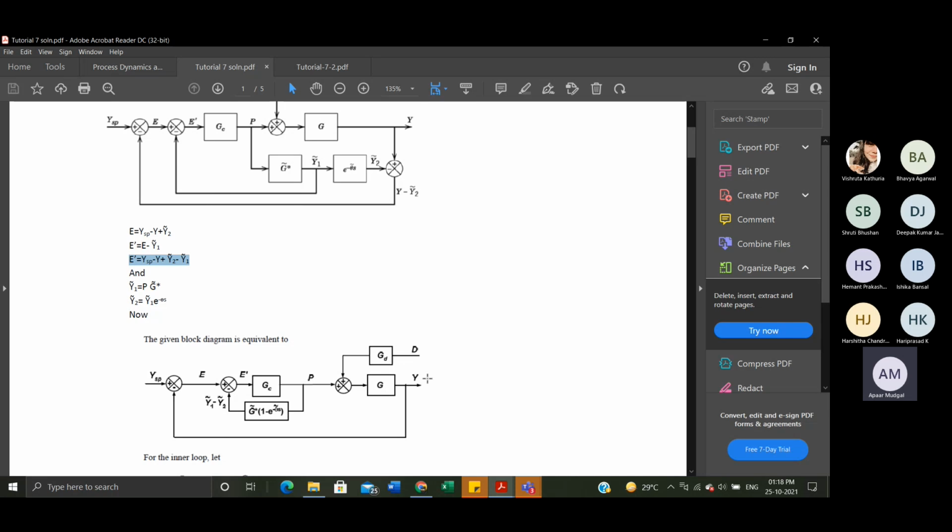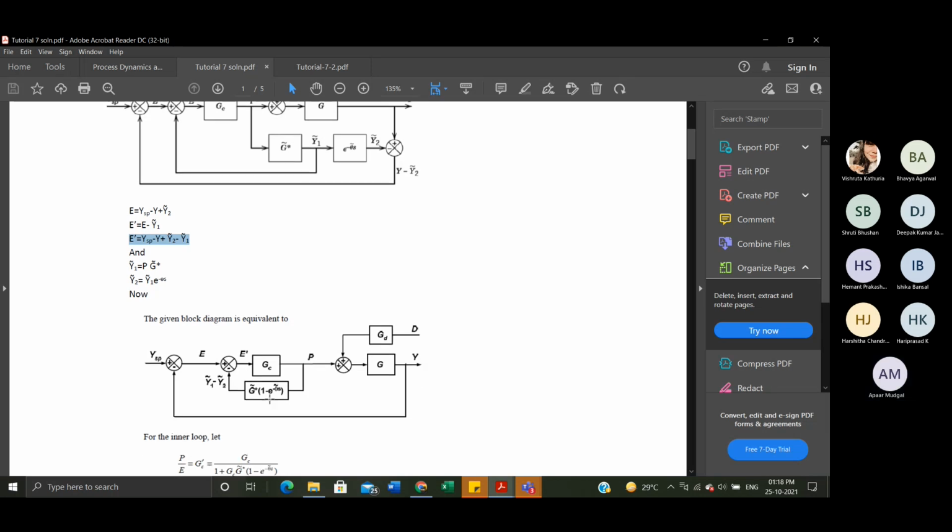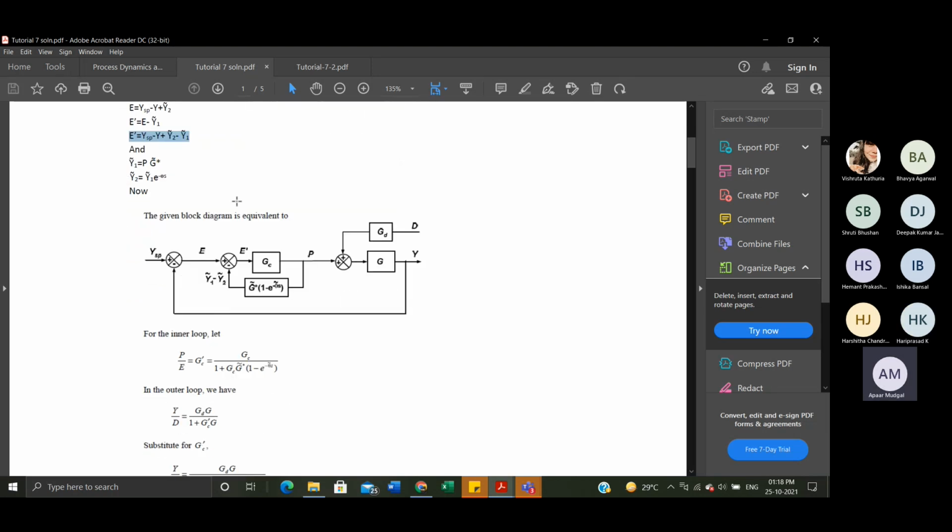As we only want to find the transfer function between Y and D, it would be okay to synthesize this closed loop here, which is P equals P bar into Gc, and this one. Now for the inner loop, we can synthesize this into a smaller transfer function, P by E, which would be equal to Gc bar. So we can replace this by a block, Gc bar, which would be equal to this.